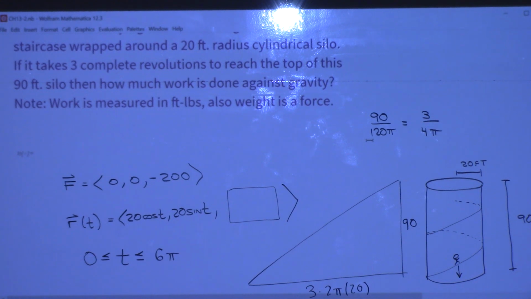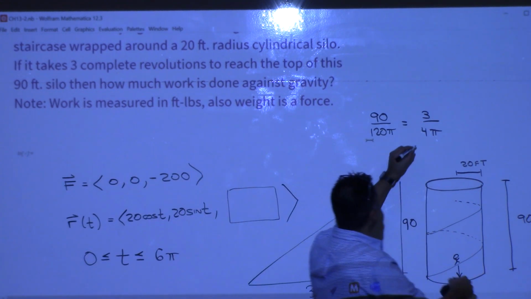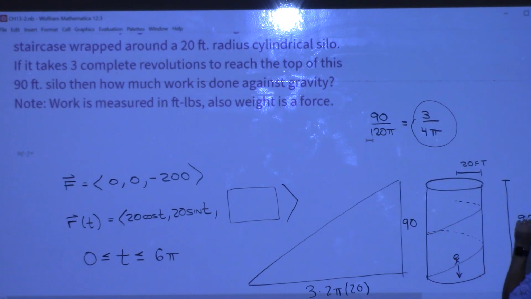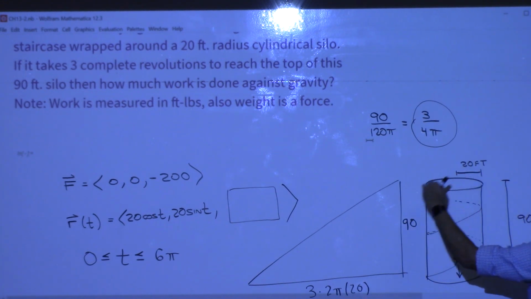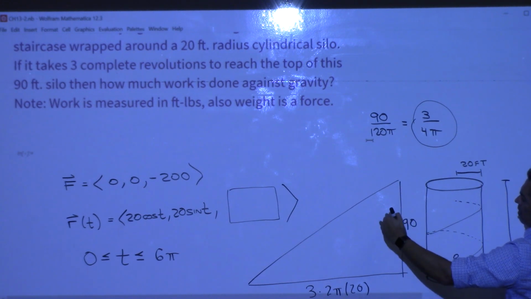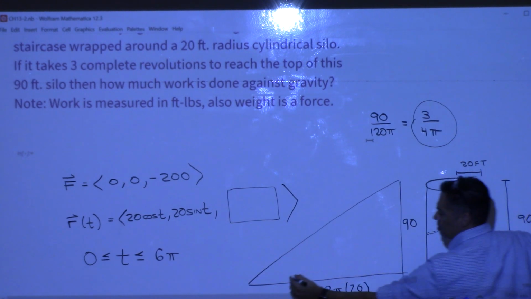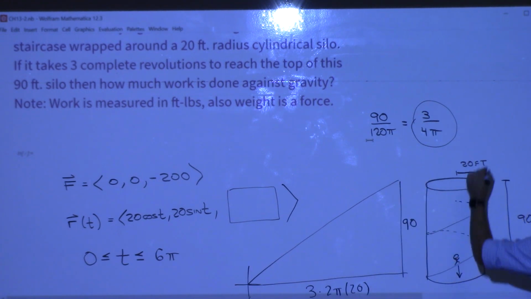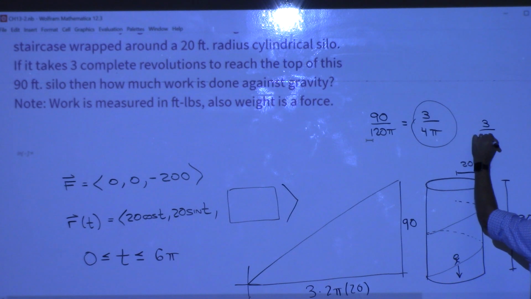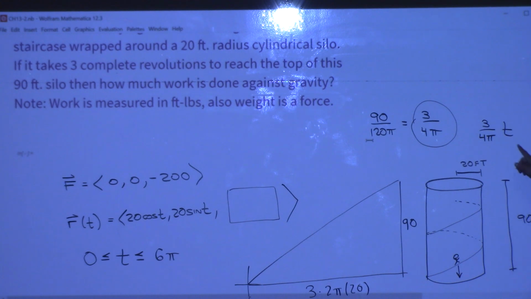Would this work? If this is your slope of this line, then what would the equation of that line be, if I just orient it at the origin, let's say? 3 over 4 pi t, right? Does that work? If I plug in 0, what do I get? 0. If I plug in 6 pi, what do I get? I get 9 over 2, or 18 over 4. So it doesn't work, does it? Y'all see what I'm saying or no?